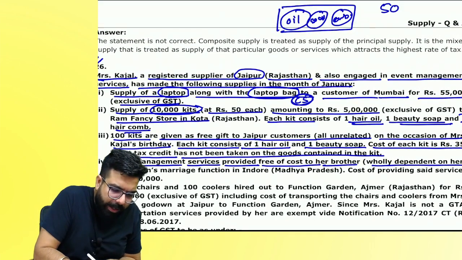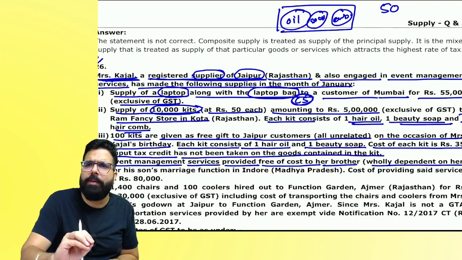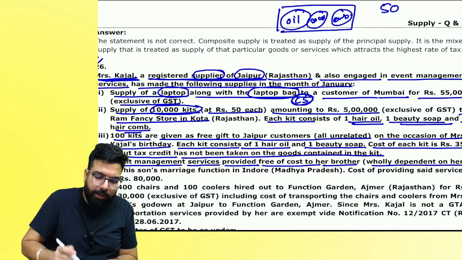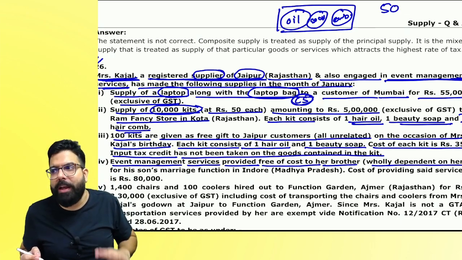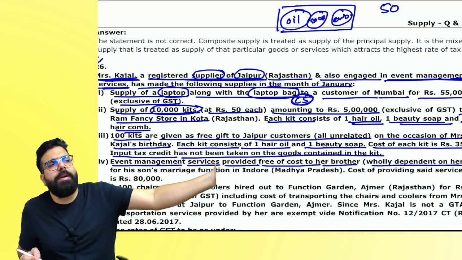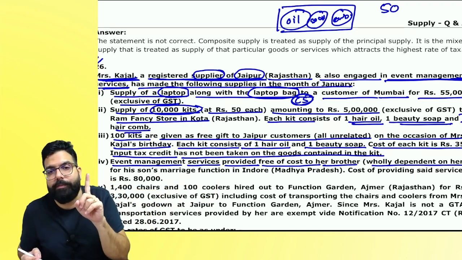Yes. I am a registered supplier in Jaipur. It means my work is to sell goods and to give event management service. All this is my work. She is also in event management service. It means it is my work to supply event management service. If I give event management service to my brother free of cost, is it supply?